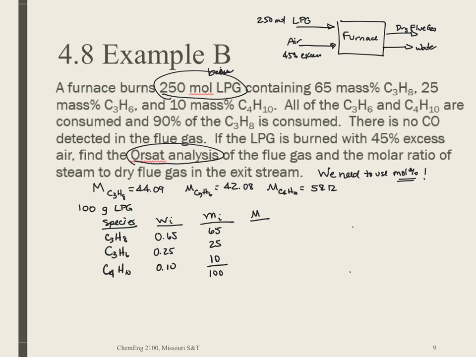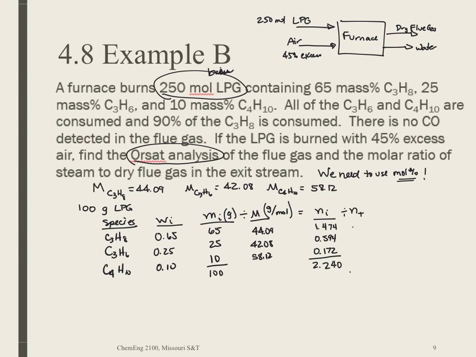Now I have the molecular mass data. Remember that the units on this, if I'm working in moles, which was my choice, are grams per mole. This has units of grams. So to get to moles, I'm going to take the mass in grams and divide by the molecular mass. Okay, so 65 divided by 44.09 is 1.474. 25 divided by 42.08 is 0.594. And 10 divided by 58.12 is 0.172. Now, add up to find out how many moles I have. In this case, it's 2.240.